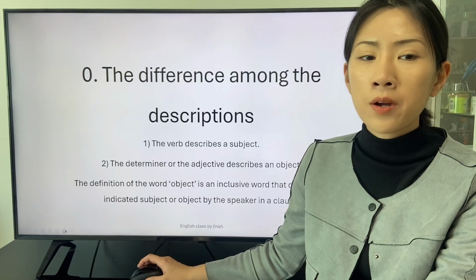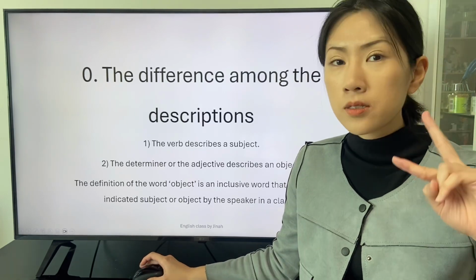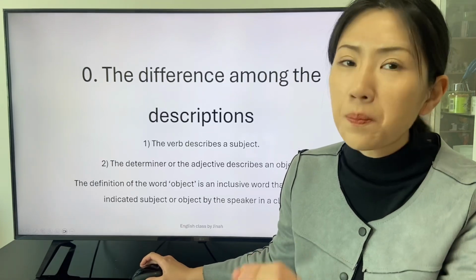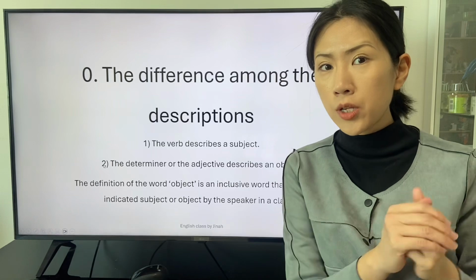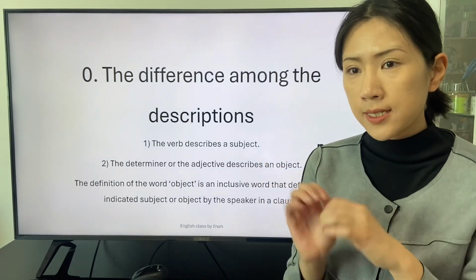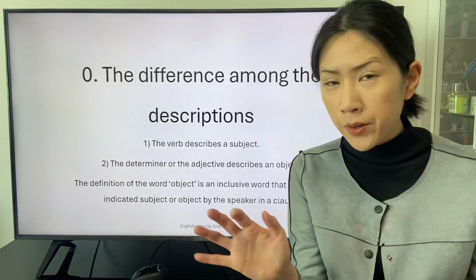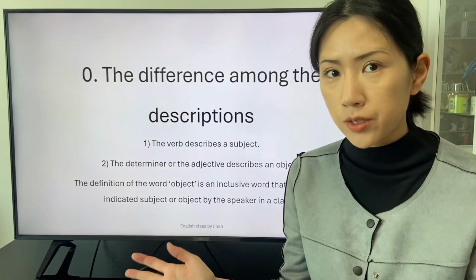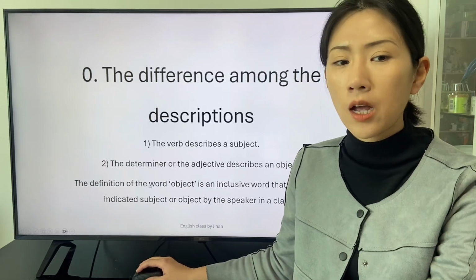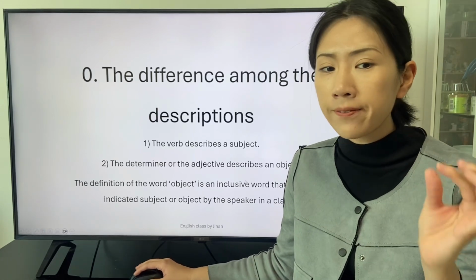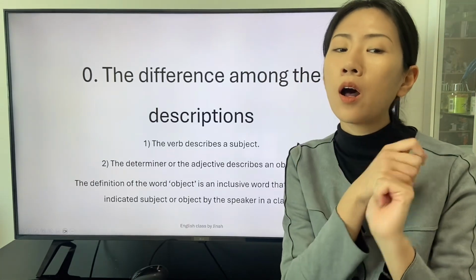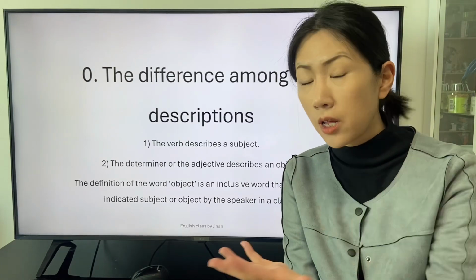First of all, the verb describes a subject. Second, the determiner or the adjective describes an object. Compared to the word subject, the word object indicates wider range of the indication, because the definition of the word object is an inclusive word that defines the indicated subject or object by the speaker in a clause.